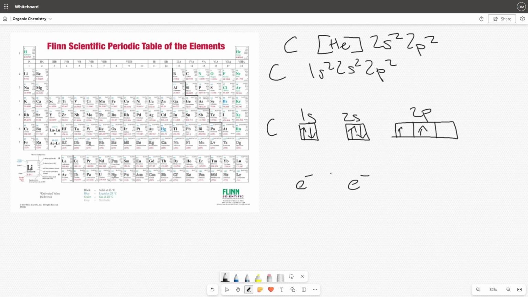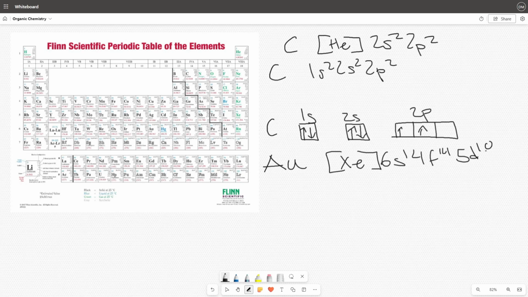So, if you were to practice this and go with something like gold, once again, I'm not going to draw out the full thing, just the noble gas. So gold would be xenon 6s1 4f14 5d10. Remember, because instead of 2 and 9, this one jumps because full and half.